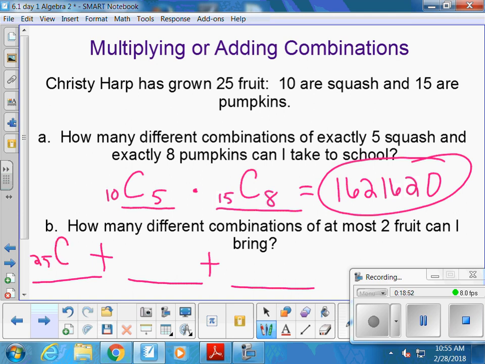25 choose 0. That's if I bring none to school. That wouldn't be fun. Or I could bring 1 to school. 25 choose 1. Or I could bring 2 to school. 25 choose 2. We're going to type this in, grabbing that nCr button 3 times. Lexi did this first. Thank you very much. She got 326, so call me over if you didn't get that.